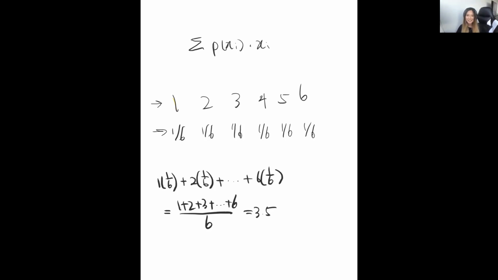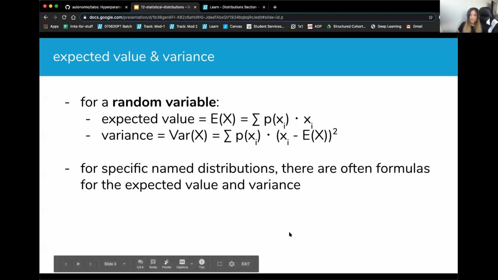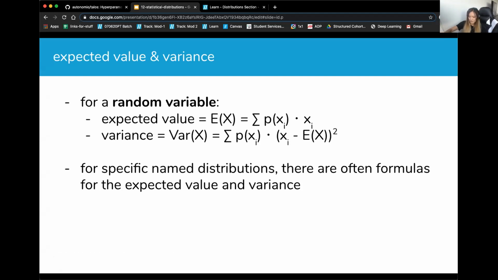Does that make sense? Yeah. And then on top of that, you also have the variance. I won't go through this on the whiteboard, but let me reshare the slides. The variance will be more relevant for other distributions, so we won't talk about it yet.